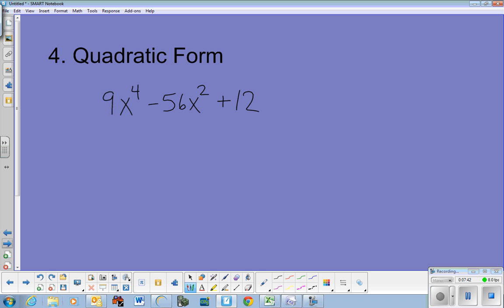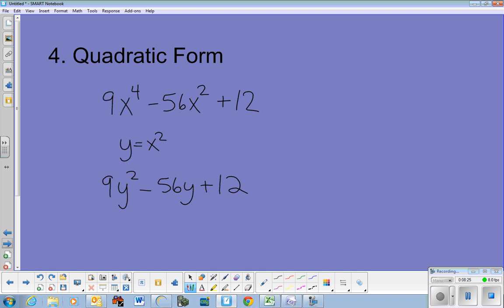All right, quadratic form. This is different because we have a fourth power and a square, and then a constant. What I want you to know about this is it's exactly the same as factoring a quadratic. It's just that you're going to have an x squared in the first two slots rather than just an x in the left-hand part of both sets of parentheses. If you want to know why that works, just let y equal x squared. Then what we have is 9y squared minus 56y plus 12. And we can factor that with that simple substitution. And you can see that we can factor it just like a quadratic.